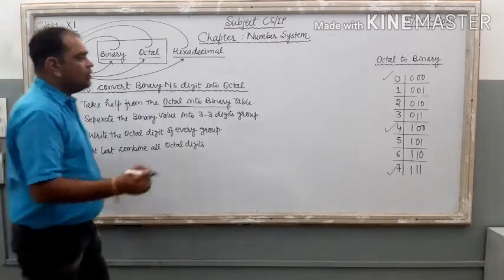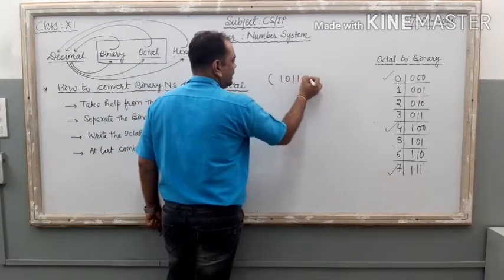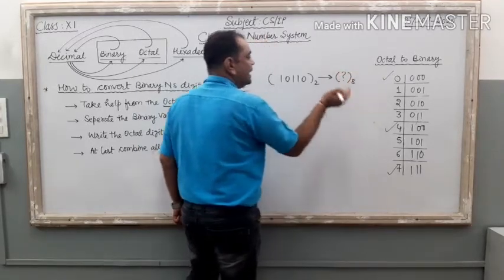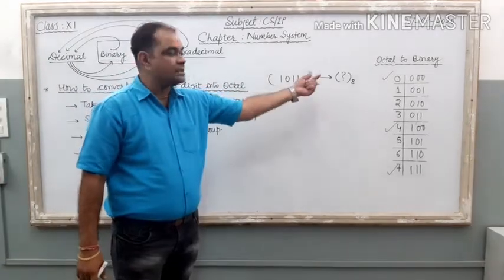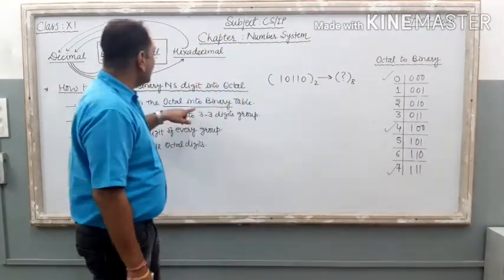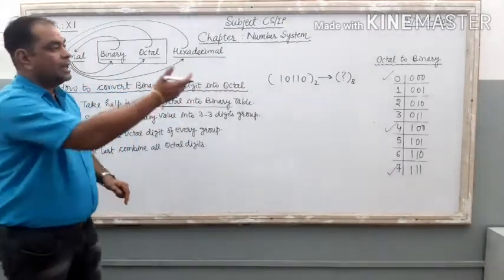So, the first step, take help from the octal to binary table. In this scenario, look at a question like this: 10110. It is a binary value and we have to convert it into an octal number. Clear? Binary to octal. Just see, the base is 2 and here it is 8. So very first, take help from the octal to binary table. Okay, we will take help from that table.